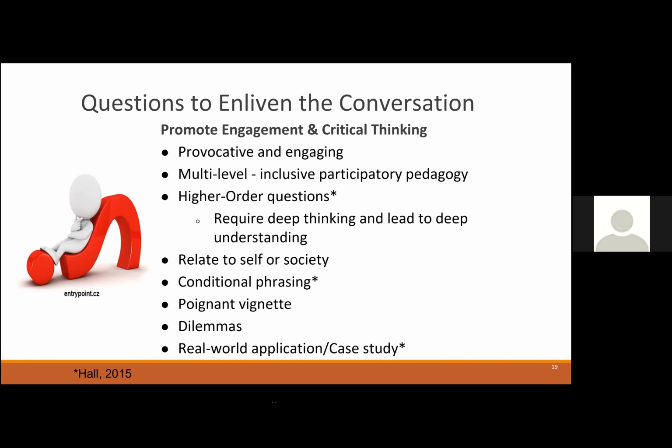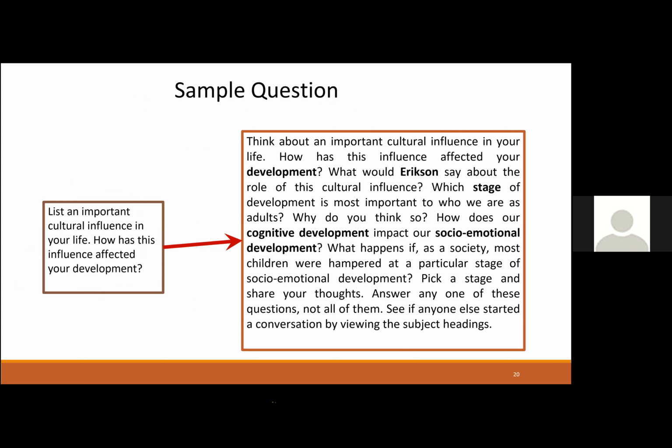These are all questions that can really enliven the conversation. But there's still one more slide. Here's an example of what I did with a question. The question on the left was one I was given to teach in a course for eCore: List an important cultural influence in your life. How has it affected your development?